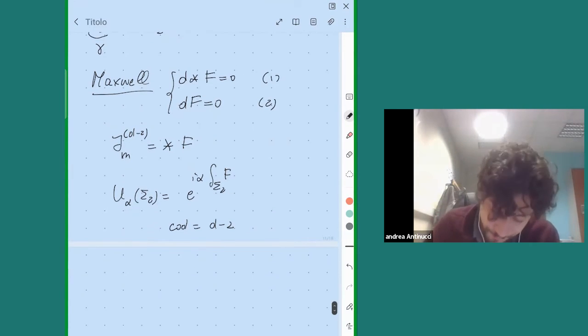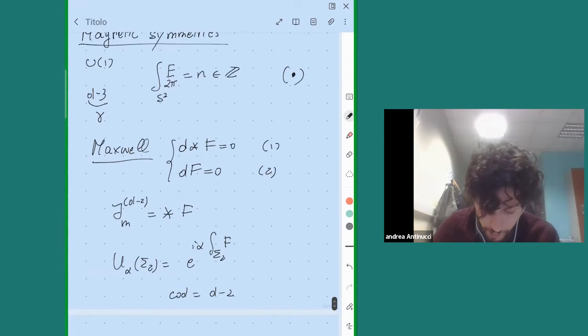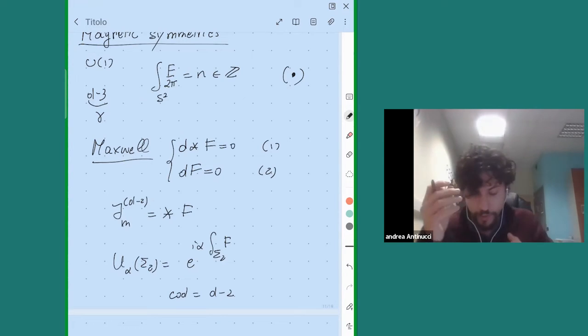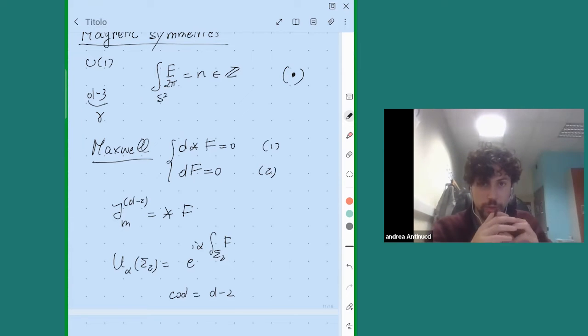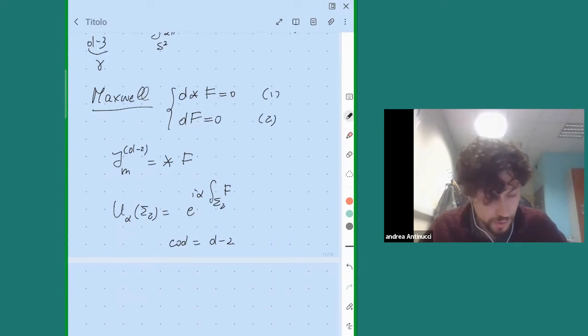So the charged object will be, as I told you, of dimension D minus 3, because something of dimension D minus 3 can link with something of dimension 2. The dimensions must add up to D minus 1. And so these charged objects are these 't Hooft operators. So this is the story in Maxwell theory.